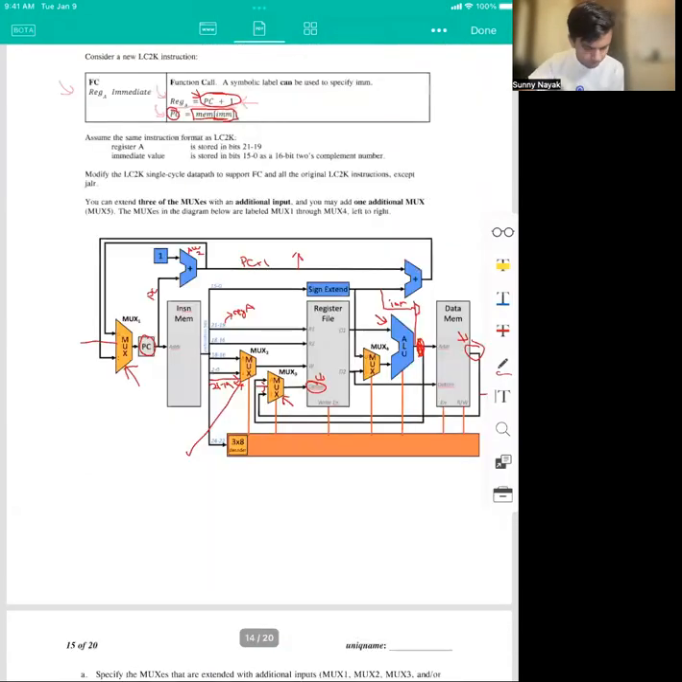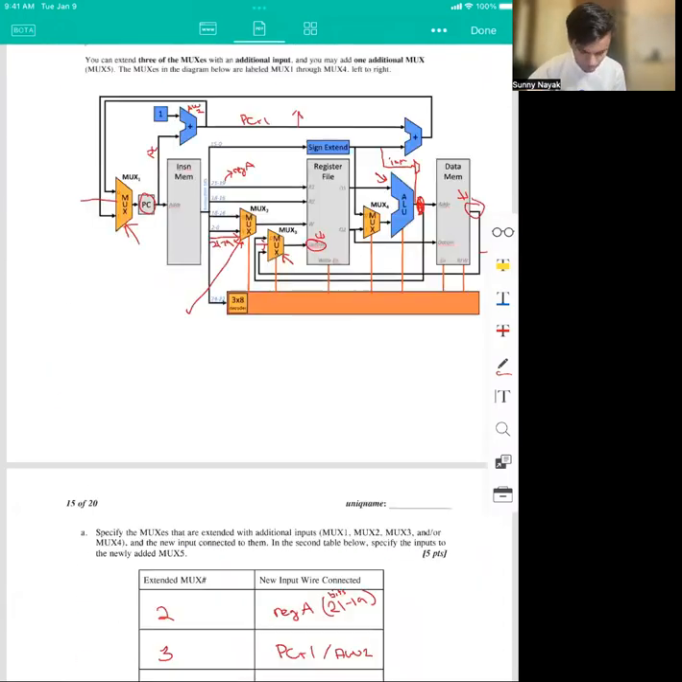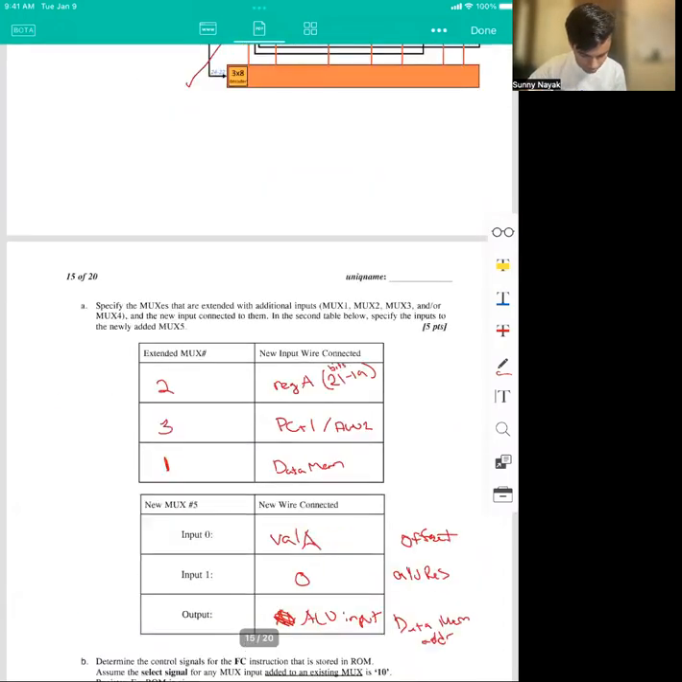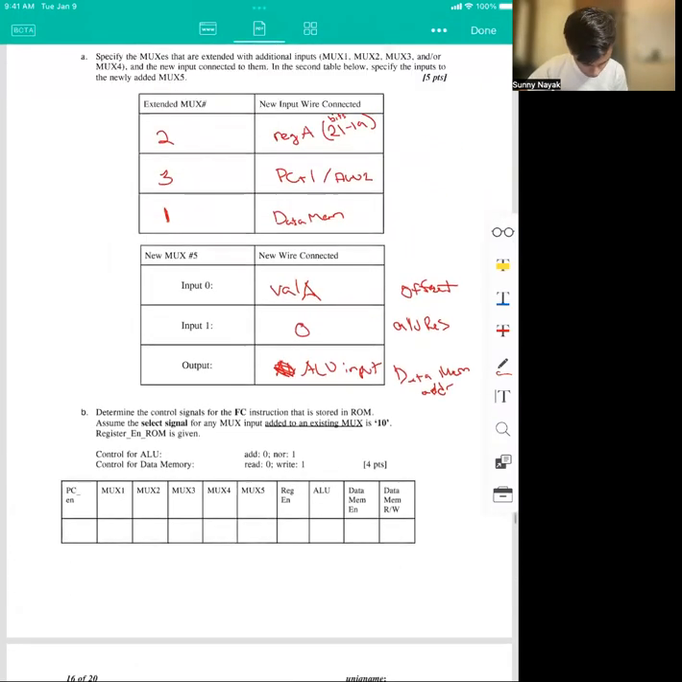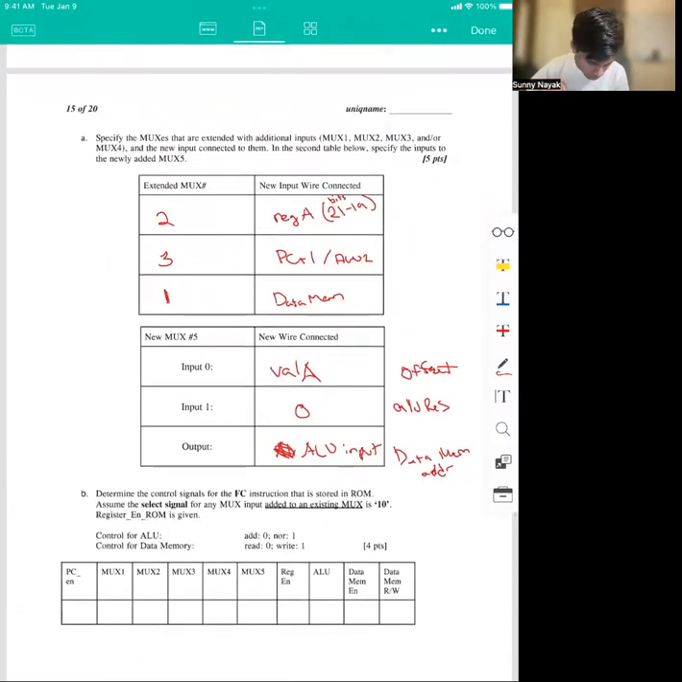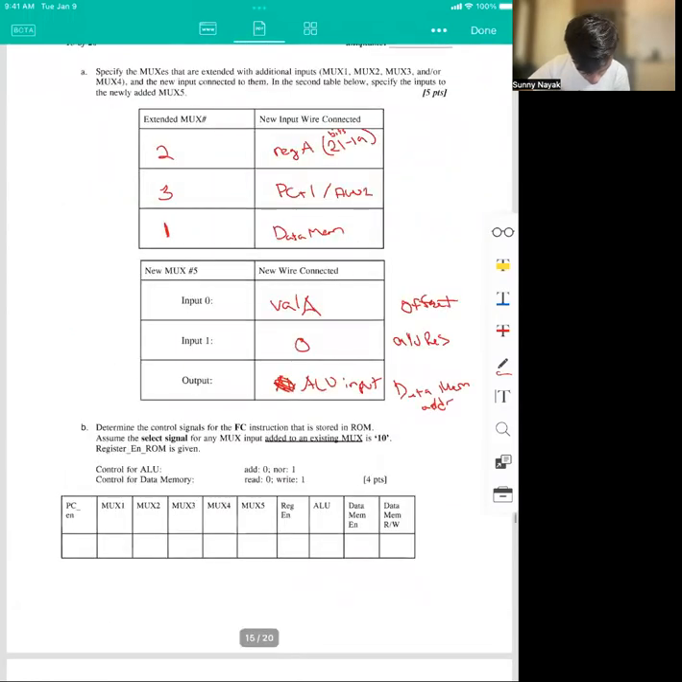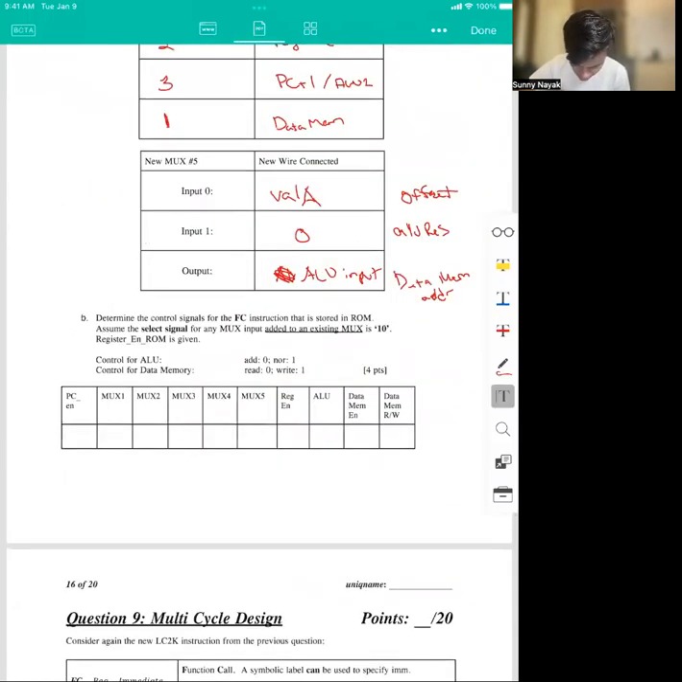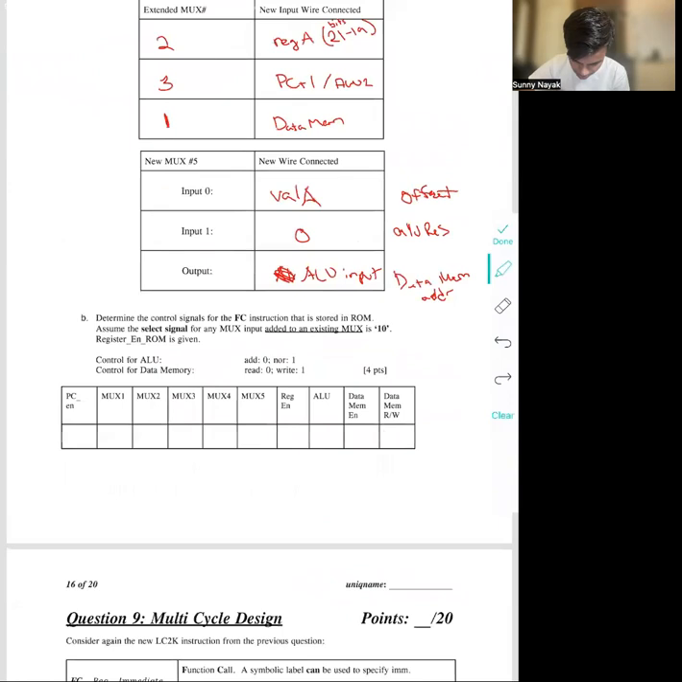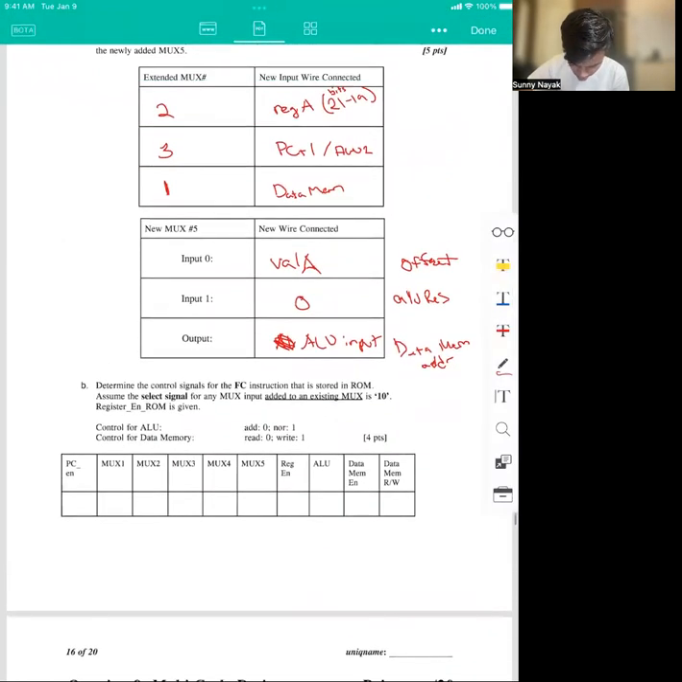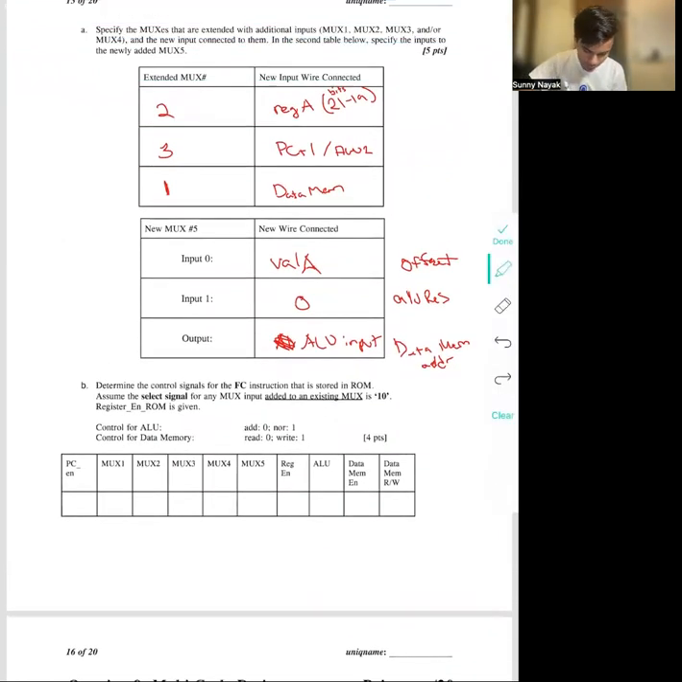But yeah, so now we've modified our architecture to support this new instruction. The next part is asking us what the control signals for each of the muxes is going to be. So we can go take a look. What it says is that any new or modified muxes, their inputs are going to be 1, 0, no matter what. So we know we modified muxes 1, 2, and 3, and so we can go ahead and fill those in.